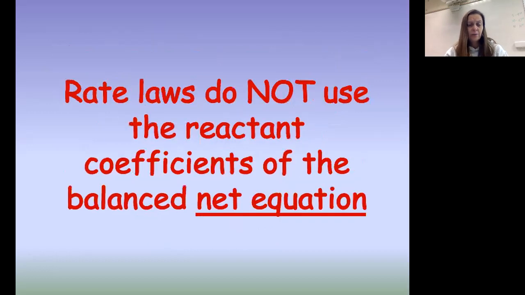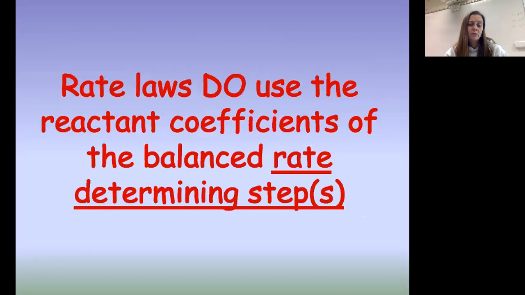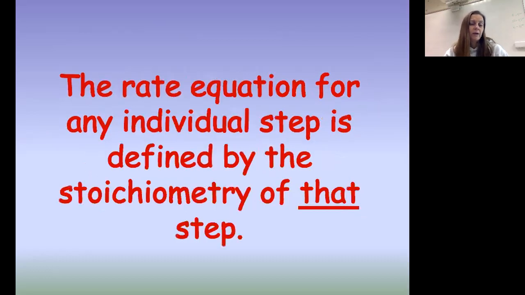Okay, so just a reminder, rate laws do not use the reactant coefficients of the balanced net equation, but they do use the reactant coefficients of the balanced rate determining steps. And the rate equation for any individual step is defined by the stoichiometry of that step. And we talked about that when we talked about elementary reactions, that we were able to write a rate law for each step. We're just taking this one step farther.